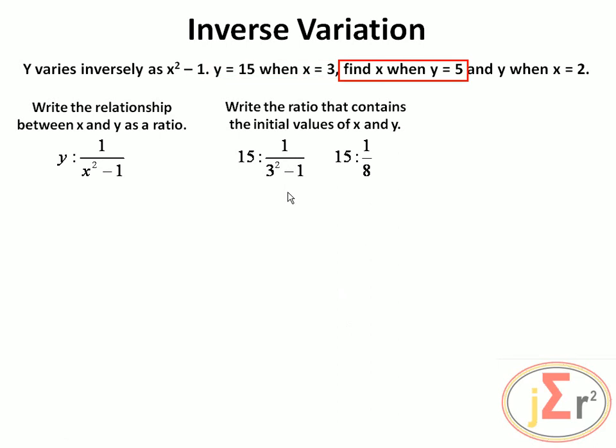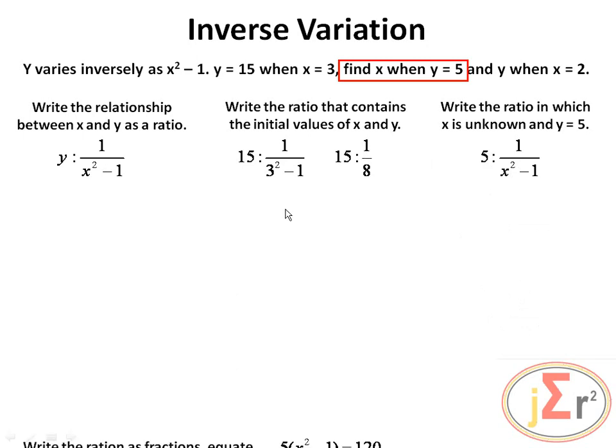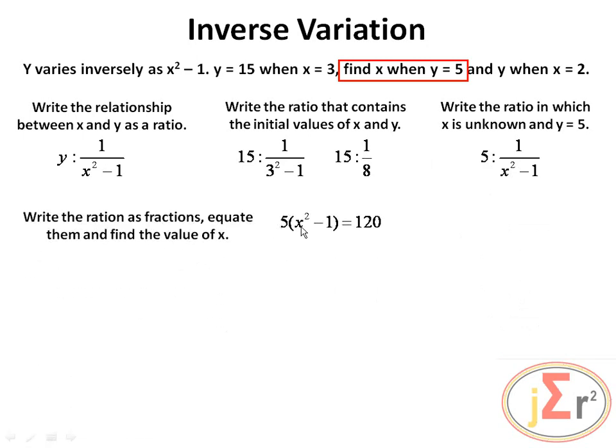And of course, what is our other ratio? Find x when y is equal to 5. So y is equal to 5. And that is our situation. We do not know x. So let us write the ratios as fractions, in which we're going to have 8 times 15 and 5 times x squared minus 1. So when we write them as fractions, we're going to get 5 times x squared minus 1 is equal to 8 times 15, which is 120.